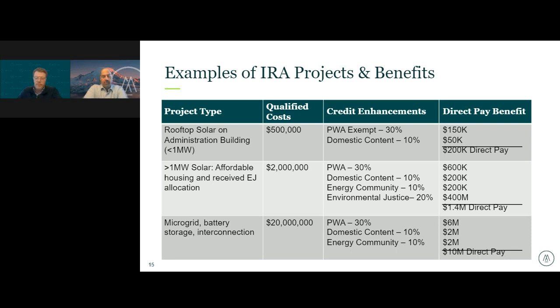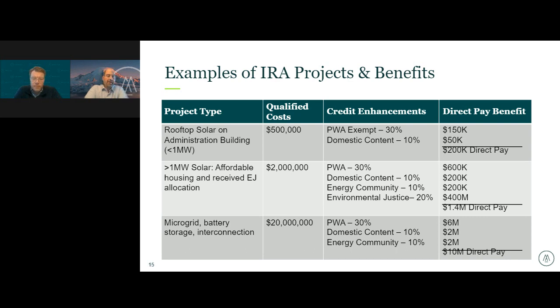The next example would be a greater than 1 megawatt solar facility that has actually received the environmental justice adder as well. So this one is assuming you meet every adder that you could possibly meet, essentially going up to that 70% bonus. And you can see there that you got a 30% bonus for the prevailing wage, 10% for the domestic content, 10% for energy community, and then the environmental justice allocation of 20%. Your $2 million solar facility here, after the direct pay, you receive $1.4 million back in terms of direct pay.